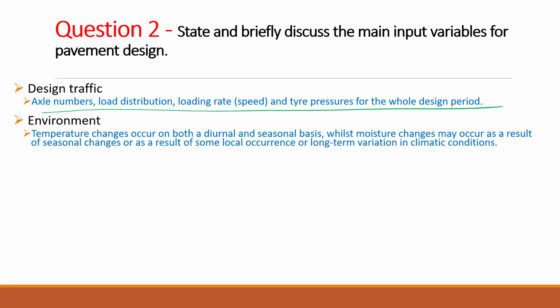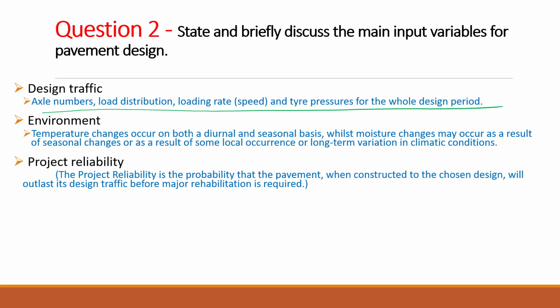There are 2 more things. Project reliability, that means how much percentage we can guarantee the project will last. Like we design for 20 years for flexible pavement, for example, 40 years for rigid pavement. But we have a reliability there. We can't say 100% it will be there. So we'll make it 95% or 80%. That percentage we call the project reliability. So if you look here, the project reliability is the probability that the pavement, when constructed to the chosen design, will outlast its design traffic before major rehabilitation is required. So it can be 95%, 90%, something like that.